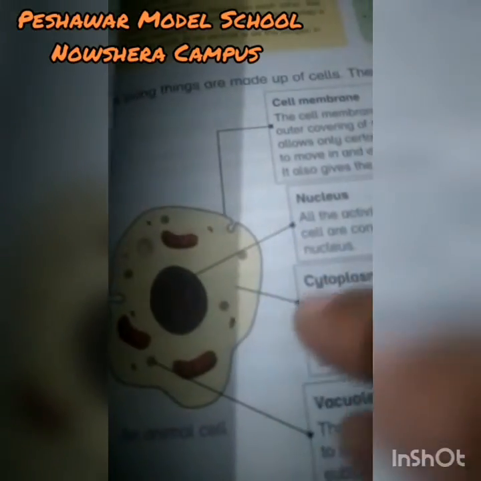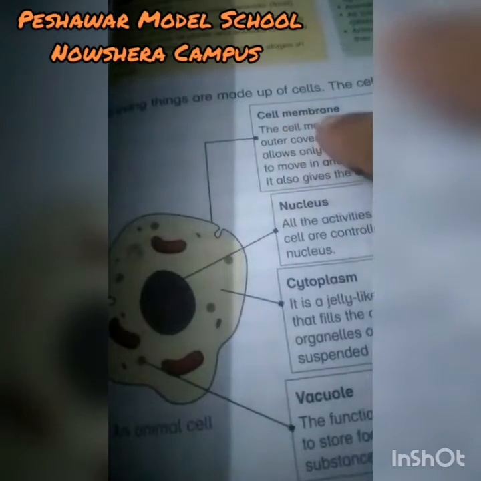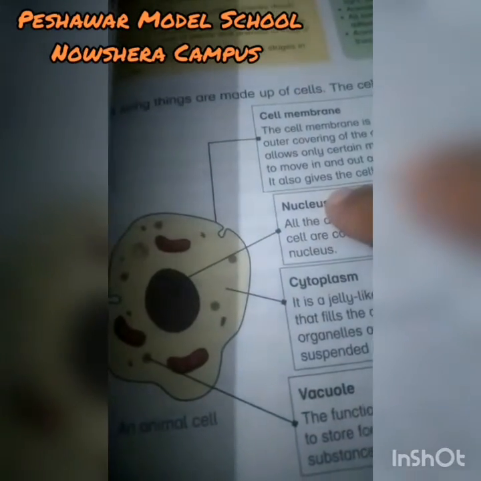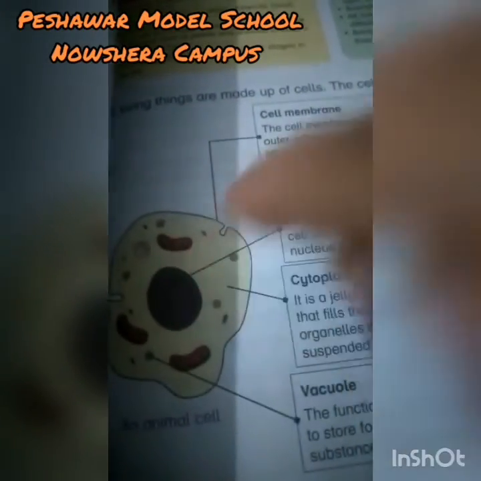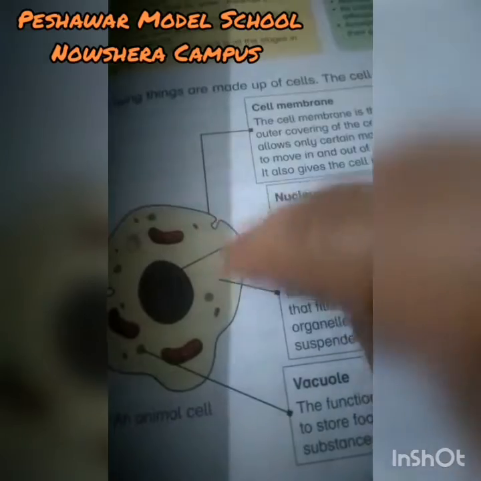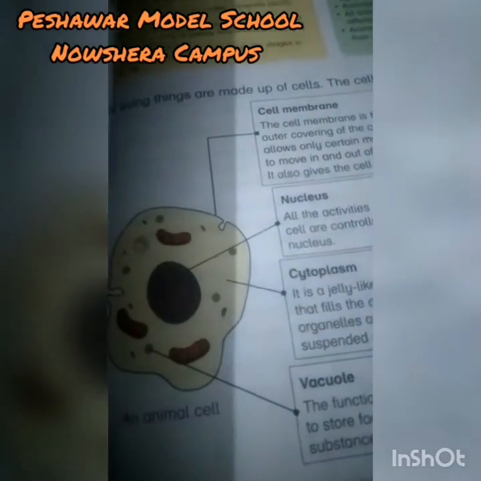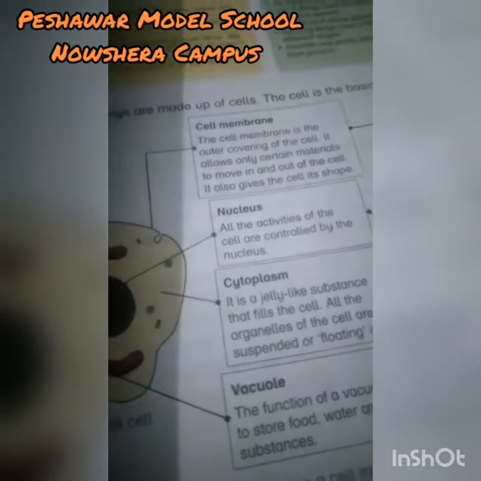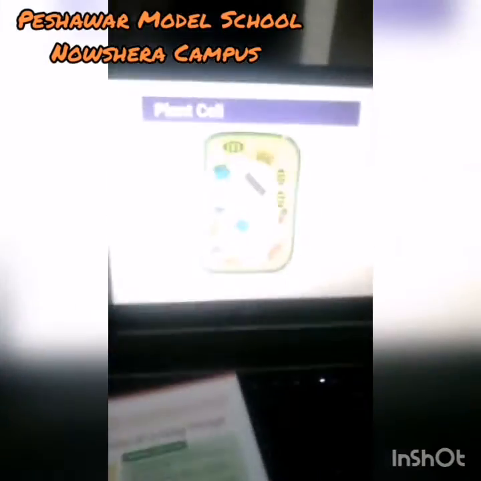The second diagram is of the animal cell. The outer membrane in an animal cell is the cell membrane. The nucleus is present in the middle of an animal cell. This area is called cytoplasm. All the cell organelles are present in the cytoplasm, and there are small vacuoles inside the animal cell. So you will draw plant and animal cells both.